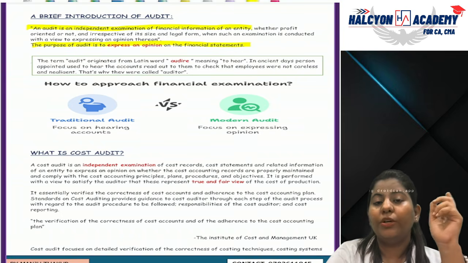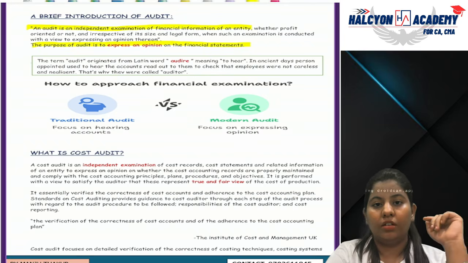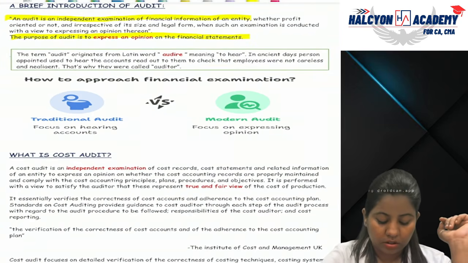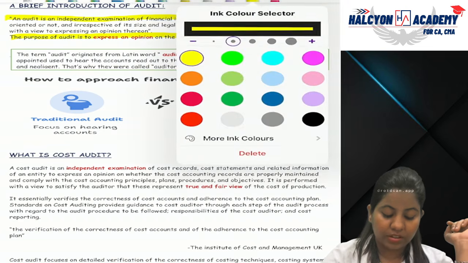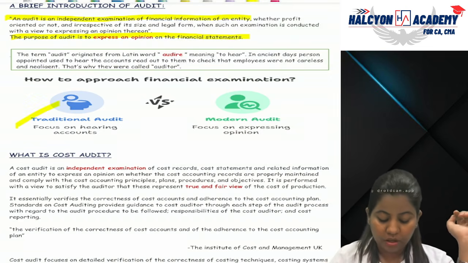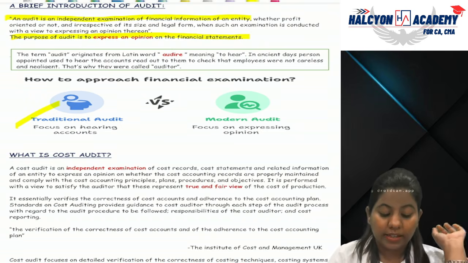So audit came from the word audire, which means to hear, because in the ancient days it was based on hearing. It was based on hearing the accounts, right? See, here is one kind of difference given. In traditional audit, it was focused on hearing the accounts.